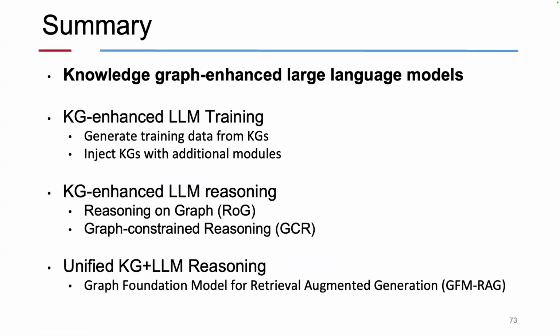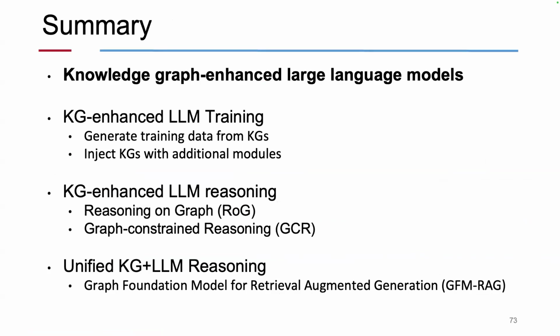In this section, we're talking about how to utilize the knowledge graph to enhance the large language model. There are three ways to do it. First, we can utilize the data from the knowledge graph to enhance LM training. And also we can directly utilize the knowledge graph in the reasoning and inference stage of the LM. And we present two papers that follow this paradigm.